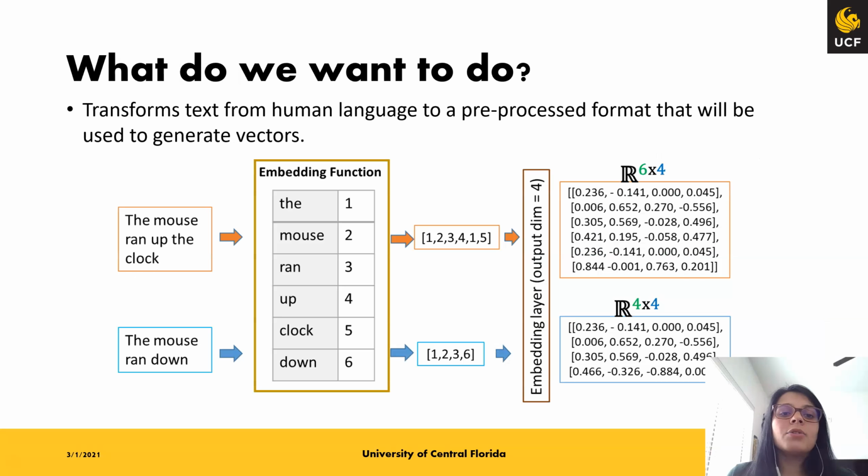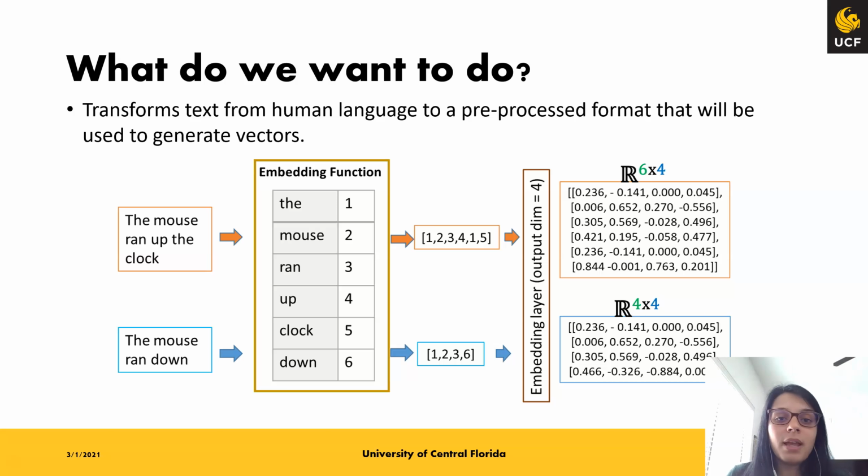So what exactly do we want to do with the text? We want to transform this text from our language to a pre-processed format that will be used to generate vectors that we can apply math and do calculations. For example, we have two phrases here. The mouse ran up the clock and the mouse ran down. They share some words in their composition, right? So those phrases will be our input, and we will process the text, and the embedding function will perform some calculations to transform each word in a vector.